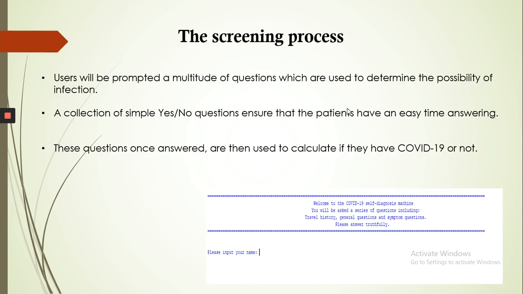In the screening process, patients will be asked a series of simple yes or no questions. These questions include general patient information, travel history in the last 5 to 6 months, and symptom-related questions. Based on the answers, a final calculation will be derived which will account towards correctly identifying if the patient has COVID-19 or not.